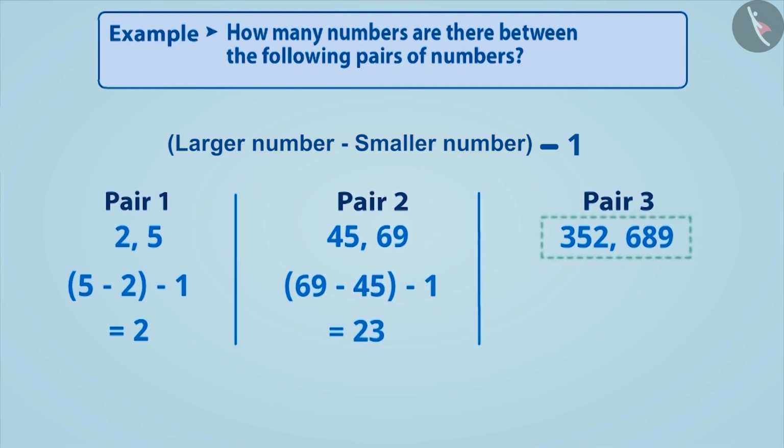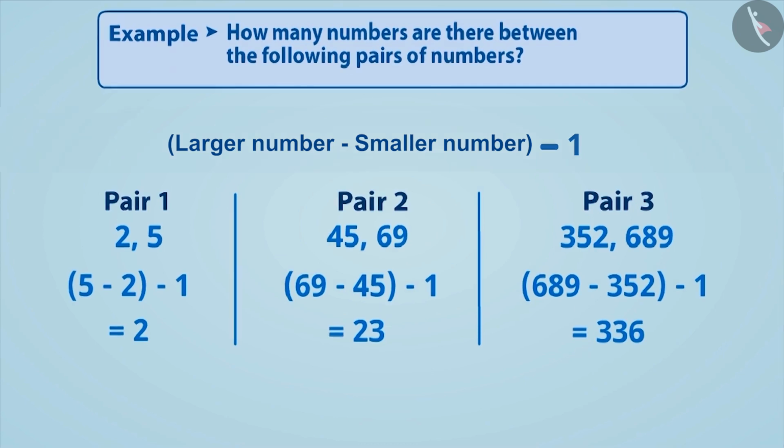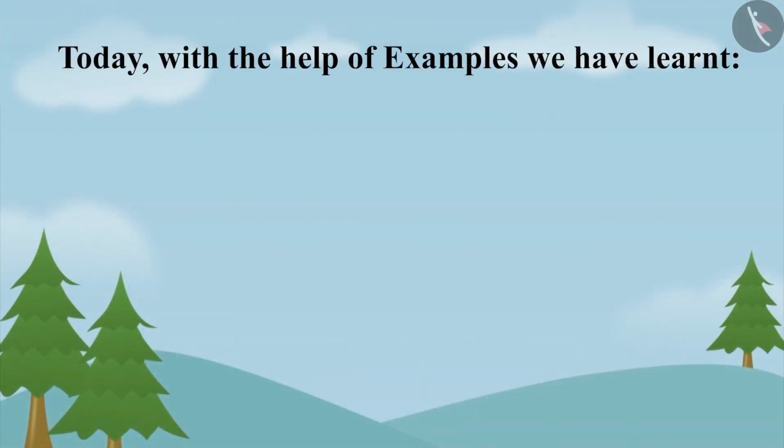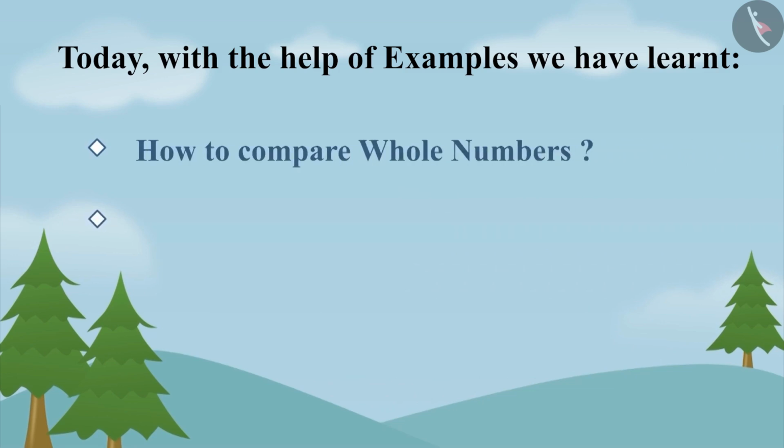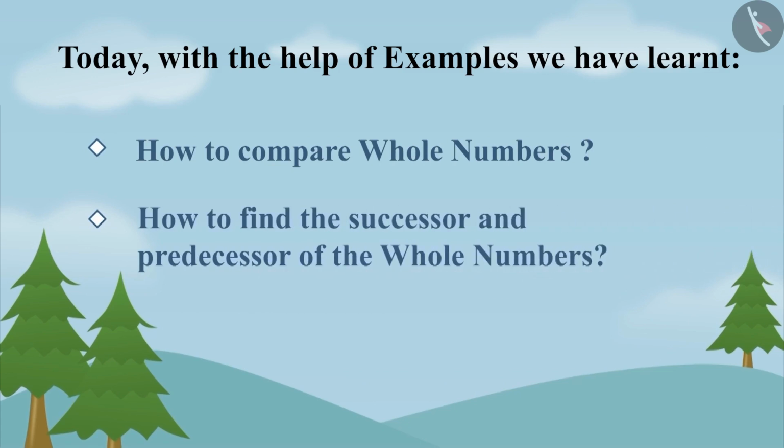Now can you find out how many whole numbers are there between 352 and 689? In order to find it, we have to find the solution of 689 minus 352 minus 1. The solution is 336. This means that there are 336 whole numbers between these two numbers. From these examples today, we have learned how to compare whole numbers and how to find their successor and predecessor. In the next video, we will see some misconceptions about whole numbers.